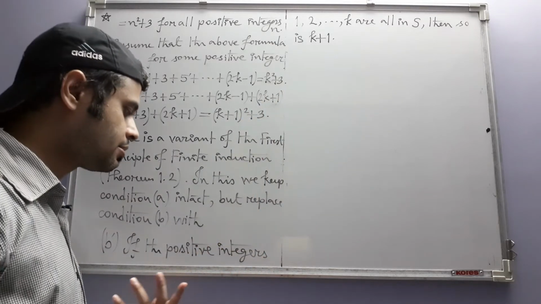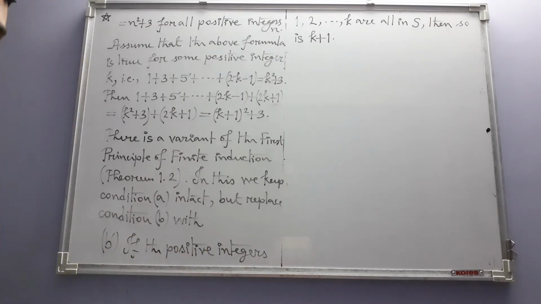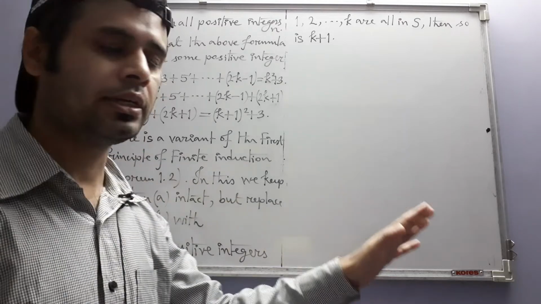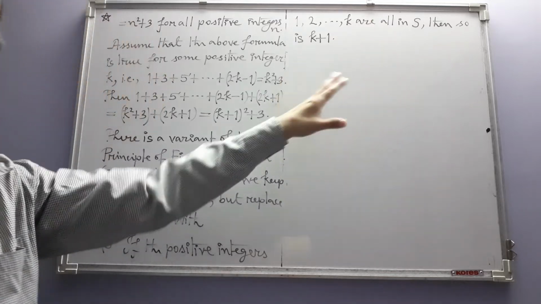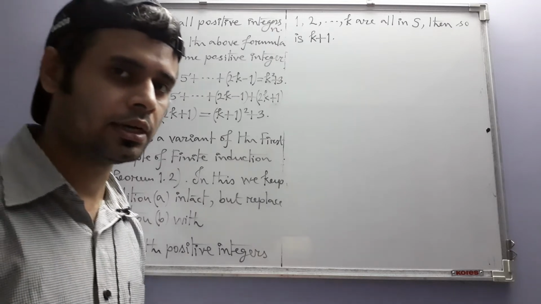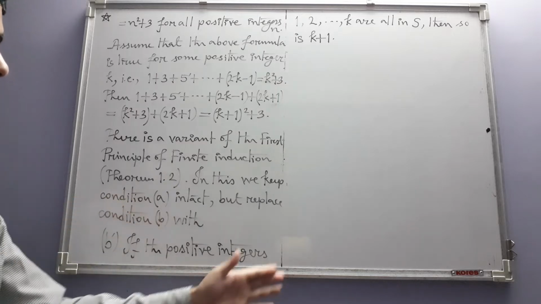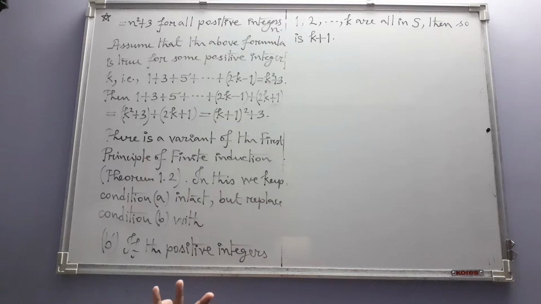Why do we need this variation? I mean this another version of induction principle. There are some situations where to carry out the induction step, the knowledge of k being in S alone is not sufficient. We in fact need something more. We need all the positive integers less than or equal to k to be in S. Then only we can conveniently carry out the induction step and claim that the given formula is true for all positive integers.